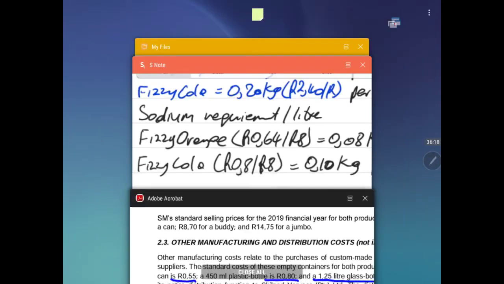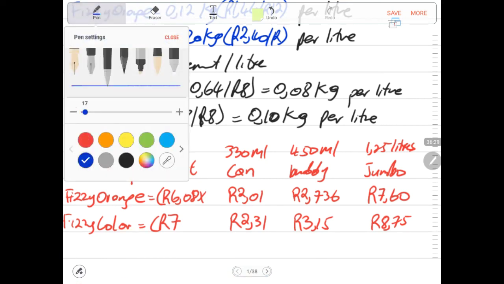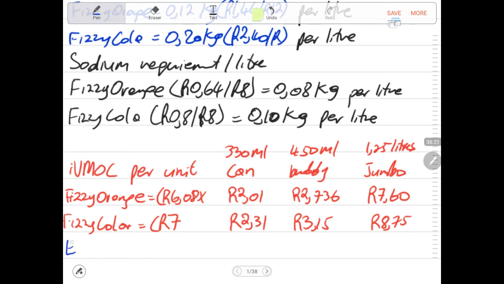So now we have our empty bottle cost. That is under 2.3. Empty bottle cost.